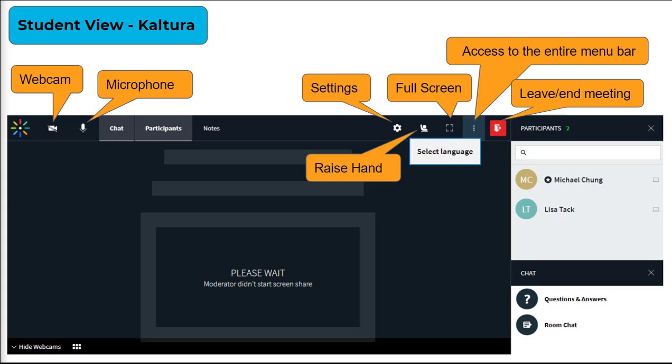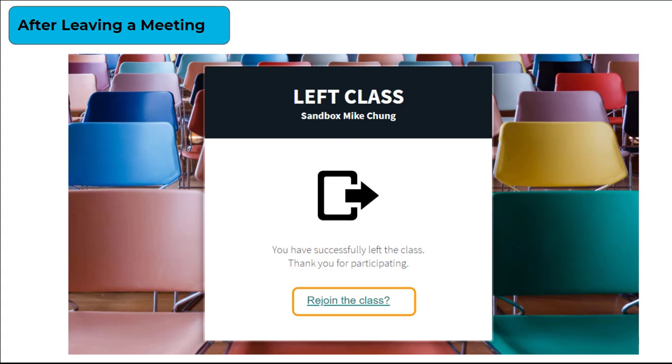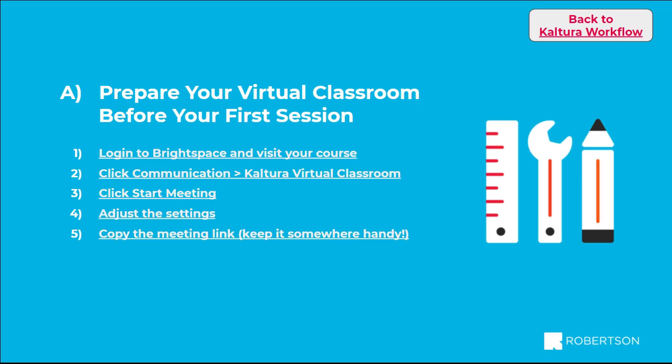This is the student view of Kaltura. They'll have a webcam, microphone, they can adjust some settings, they can raise their hand, view full screen, they can access the entire menu bar by clicking on the 3 dots, and they can leave the meeting by clicking the red door. After leaving a meeting, students will see this screen. If they accidentally left the meeting, they can quickly rejoin the class.